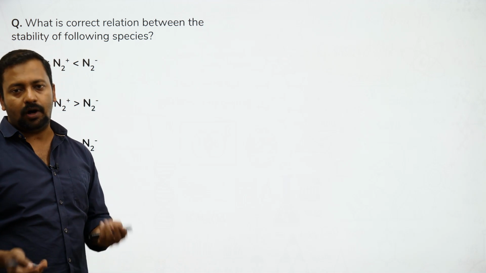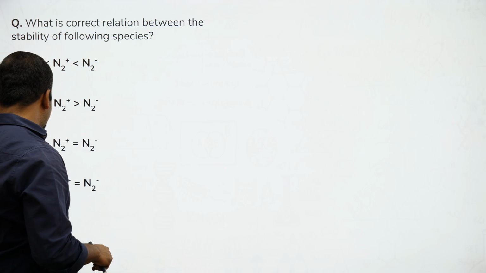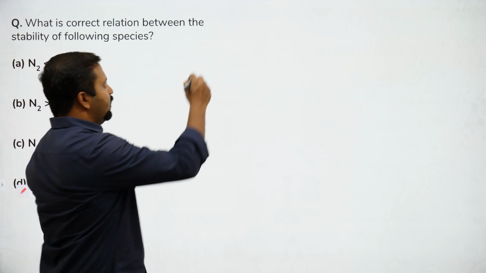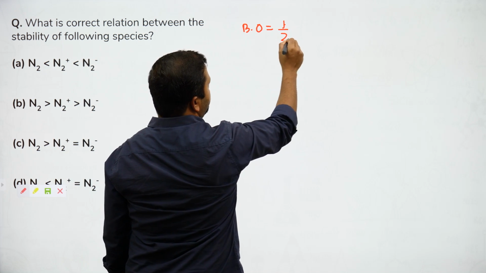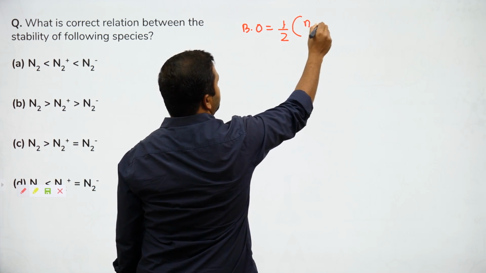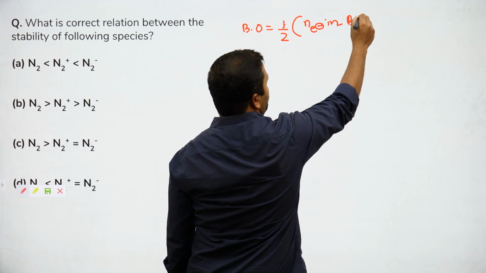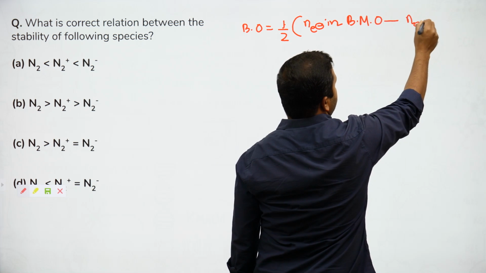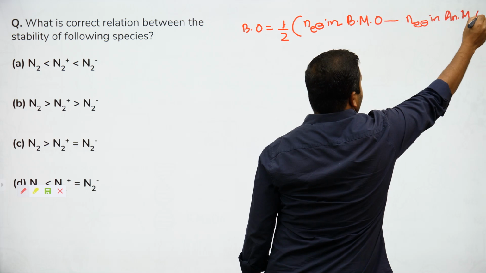Most of them know how to write molecular orbital configuration, and the mistake that they make is in analyzing the stability, comparing the stability with bond order. Bond order is half of the number of electrons in bonding molecular orbital minus the number of electrons in anti-bonding molecular orbital.